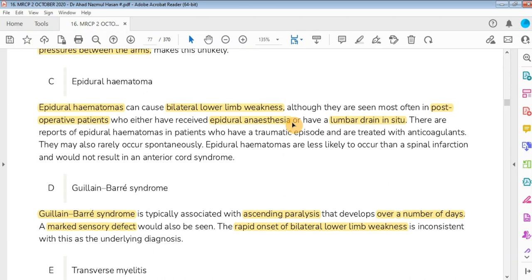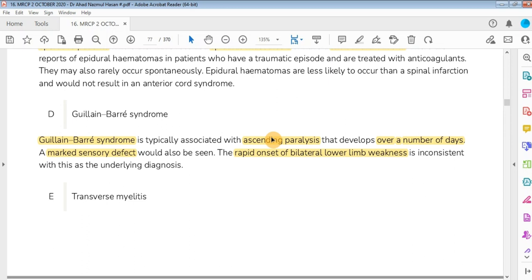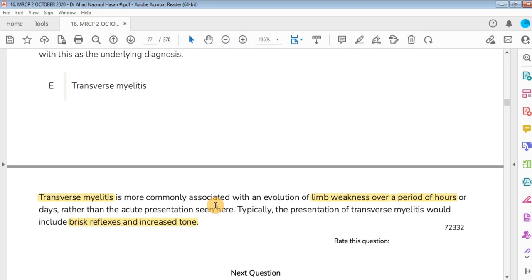Guillain-Barré syndrome is typically associated with ascending paralysis that develops over a number of days and affects the peripheral portion more than the central portion. So GBS will always have G for Guillain-Barré, G for gradual onset. And the marked sensory deficit would also be seen. The rapid onset of bilateral lower limb weakness is inconsistent with this as the underlying diagnosis. And transverse myelitis is commonly seen following a viral illness, and the patient will come with features of upper motor neuron lesion, not the lower motor neuron.